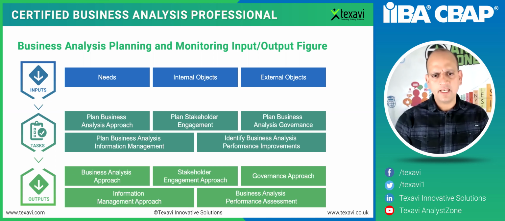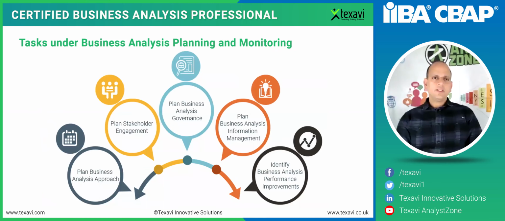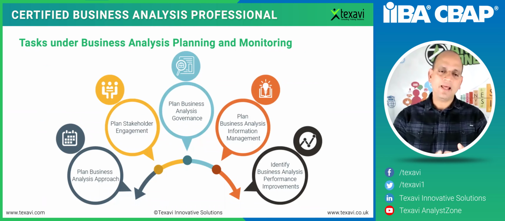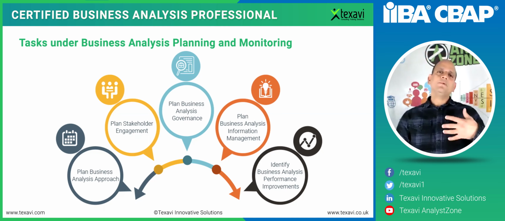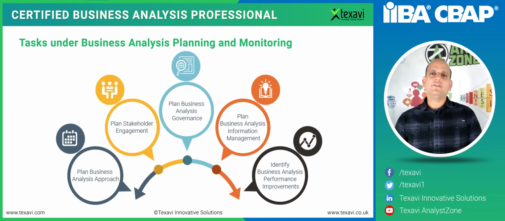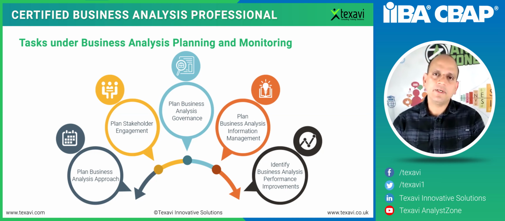So now we will discuss each of them. When we talk about the tasks that we do here, we have plan business analysis approach, plan stakeholder engagement, plan business analysis governance. So everything is a plan here. The first one is you need to plan for the business analysis approach. Once we define the approach, then we see how we're going to get the requirements. But who gives the requirements in the first place? Where do you get the requirements from? Some people. So that's where the people element comes in, the stakeholders.